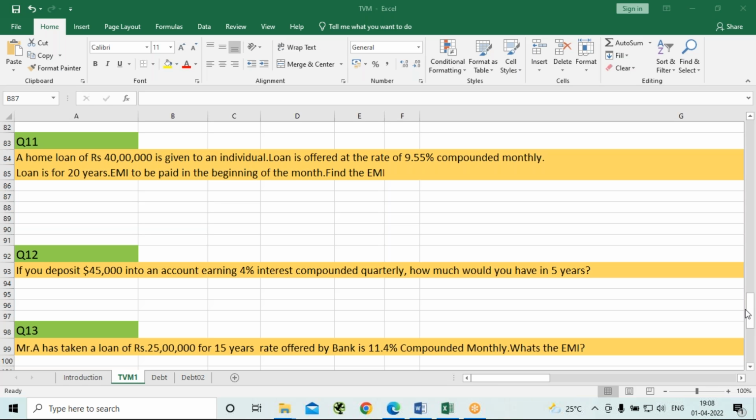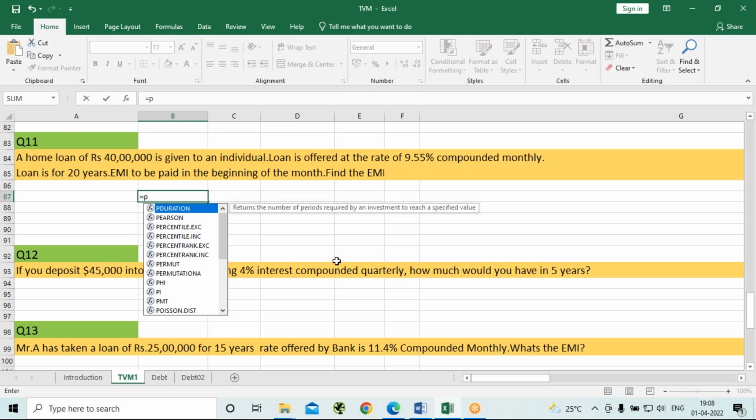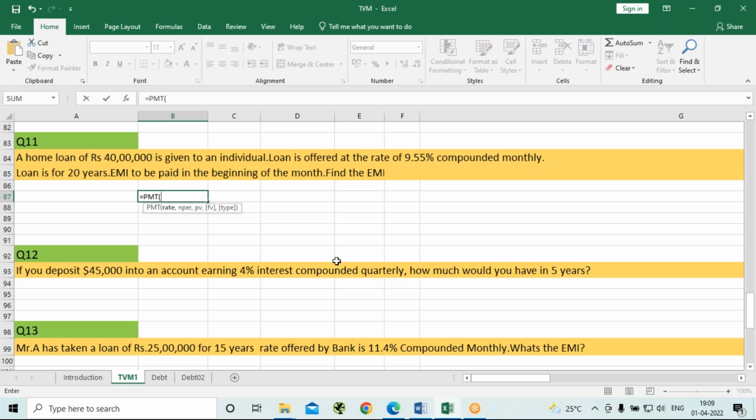There are certain business loans that are given on a yearly basis also. That is EAI, equated annual installment. Here we are going to find out the EMI calculation using the PMT formula. We calculate with the PMT function, equals PMT. Till now we were keeping PMT as 0 while calculating with FV and PV. Now we are going to keep FV as 0.